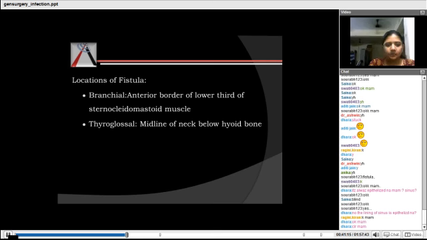Then locations. It depends on the type of the cyst. If it is a branchial cyst, all of us know which is the most common site: the anterior border of the sternocleidomastoid muscle, a very important MCQ. The location can help you in diagnosis of the cyst. Fistula, sorry. Then comes the thyroglossal fistula, which is going to be in the midline of the neck below the hyoid bone.